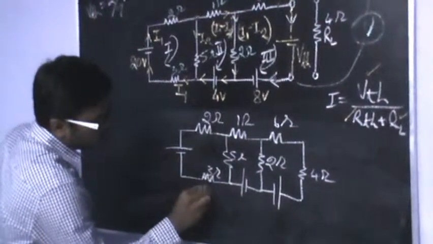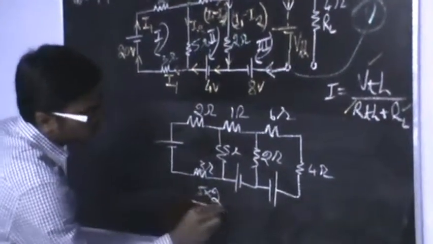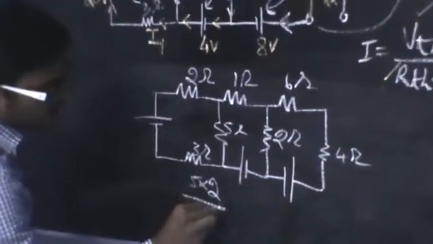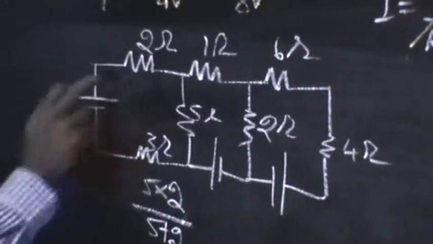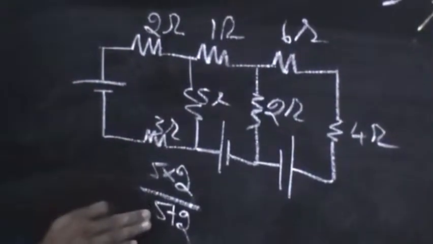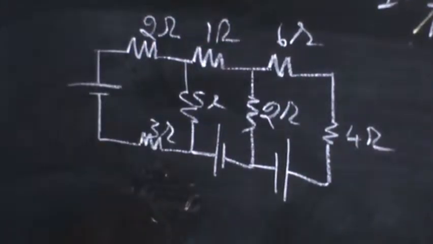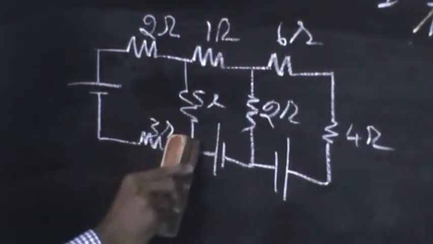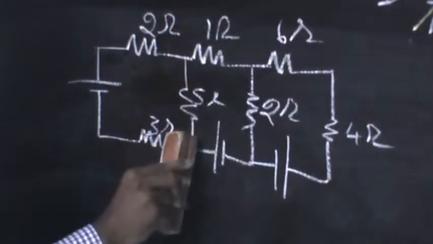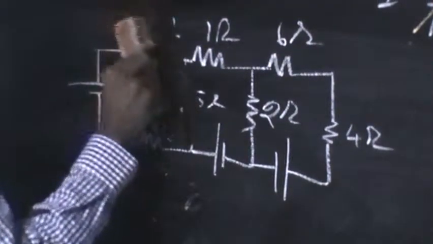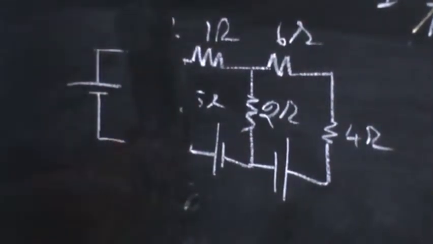So 5 into 2 by 5 plus 2. So my circuit will be reduced to 10 by 7. If I reduce my circuit here, I will be getting only this. So let me write this here. I have got 10 by 7 here.